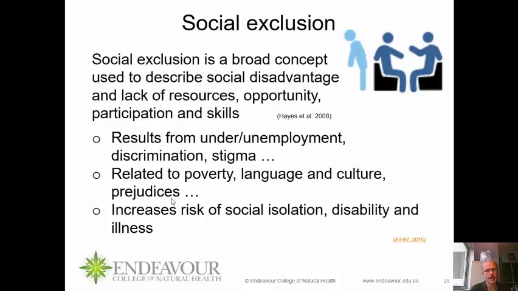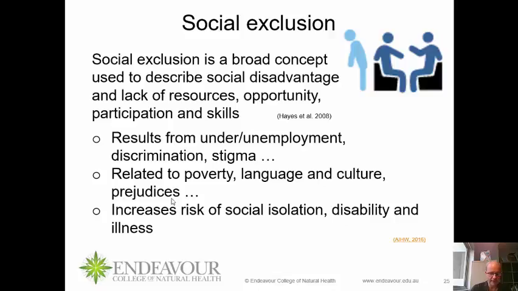So social exclusion is a broad concept that's used to describe social disadvantage and lack of resources, opportunity for participation and skills. It results from underemployment or unemployment, so remembering that underemployment is something where, say, people that are in casual work, they're employed, but they're not getting enough employment, they're not fully employed, and that is also predictive of poorer health outcomes. It also results from discrimination, from stigma. It can be related to poverty, language, and culture, and prejudices related to those things. And it increases the risk of social isolation, disability, and illness.